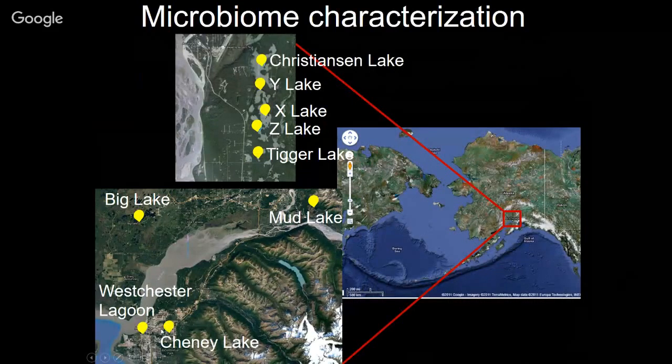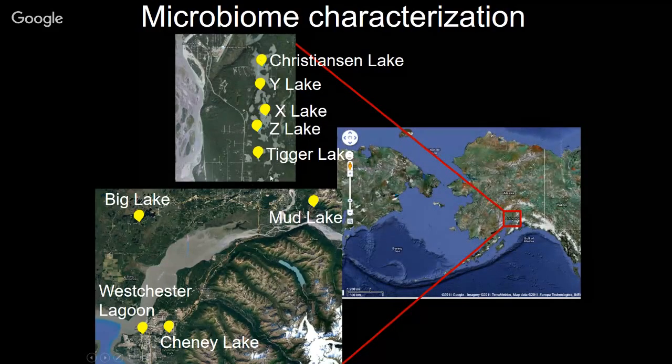One of the sites that we collect from is Cheney Lake, which is about 5 blocks away. And then we collect from Mud Lake, Big Lake, out in the valley. This is about an hour. Big Lake's about an hour and 15 minutes away, just to give you an idea of how close these populations are to us, so we can collect on a regular basis. And we also collect from Westchester Lagoon, which is right here. And that's something that's just a 15-minute drive away, so we collect from here quite a bit.